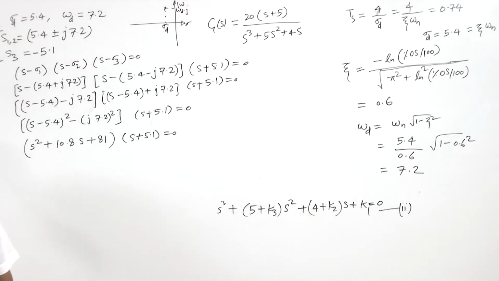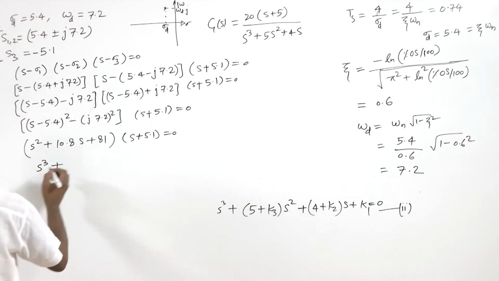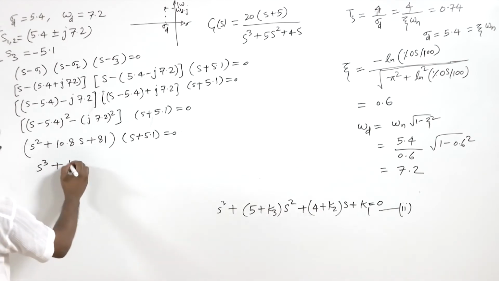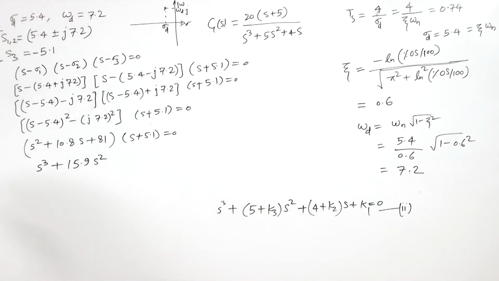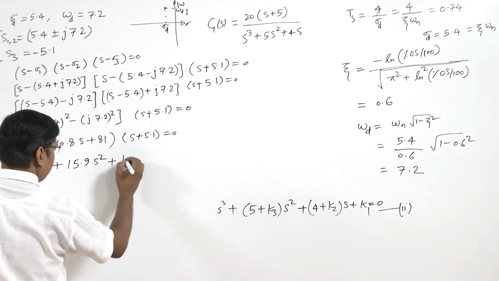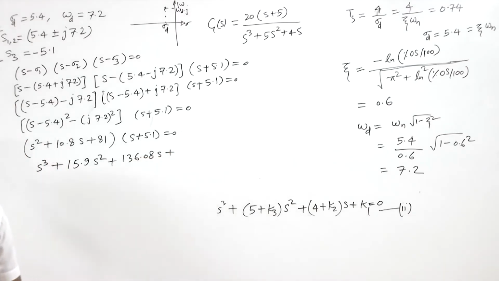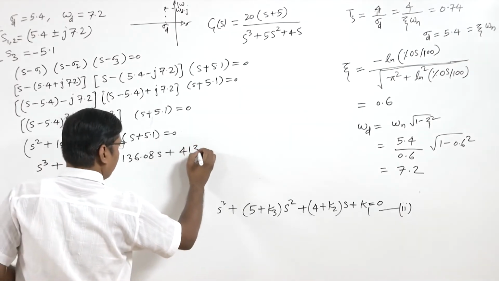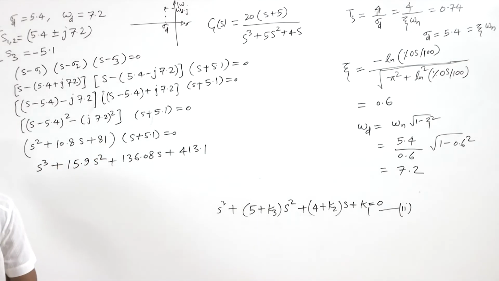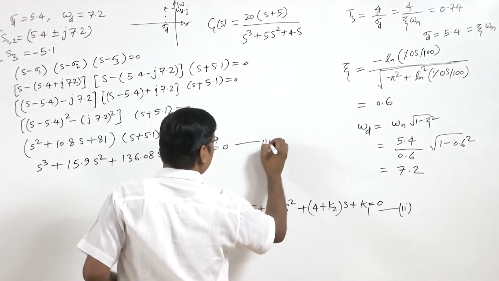So we finally obtain this as S cube plus 15.9 S square plus 136.08 S plus 413.1 equal to 0. So this is equation number 3, let's say.